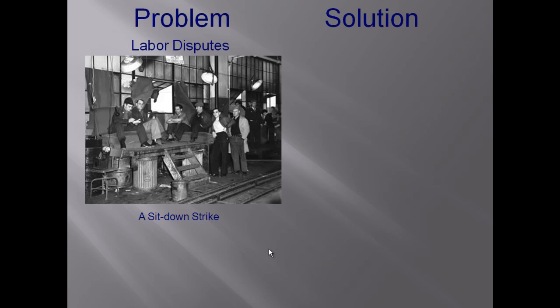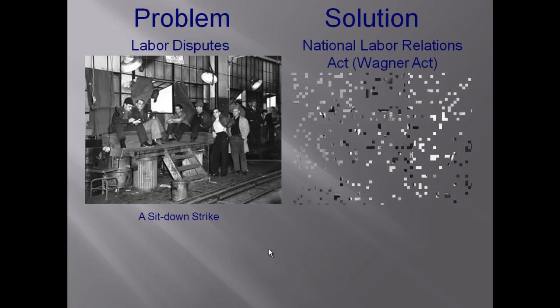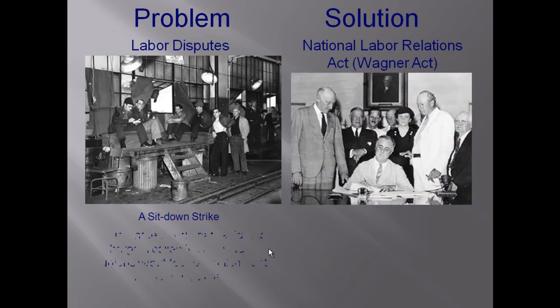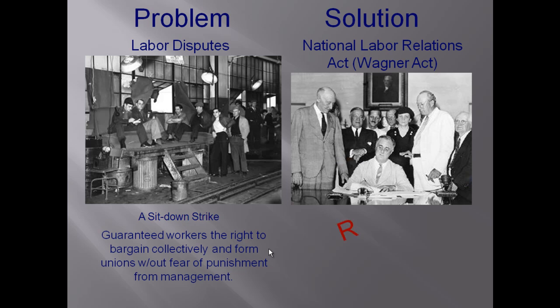The next problem is labor disputes. We know that after World War I, there was an inordinate number of strikes. So FDR creates the National Labor Relations Act, or the Wagner Act. And this guarantees workers the right to bargain collectively and form unions without fear of punishment from management. This is part of reform.